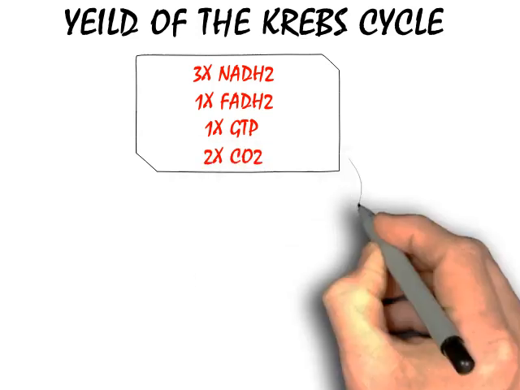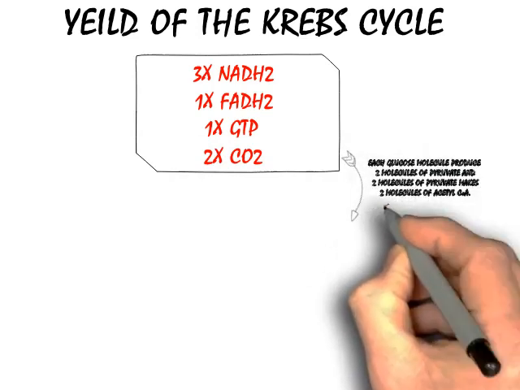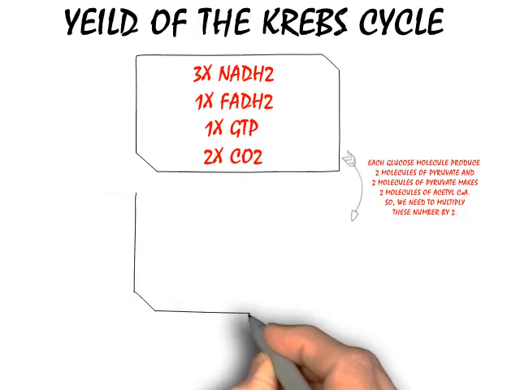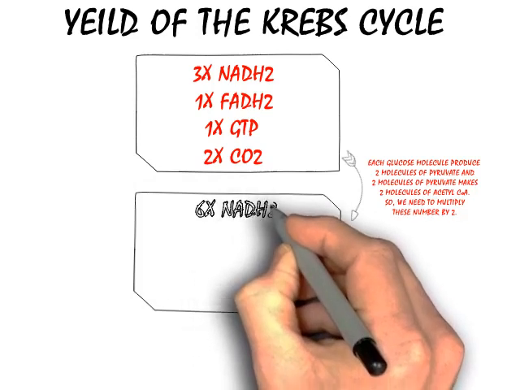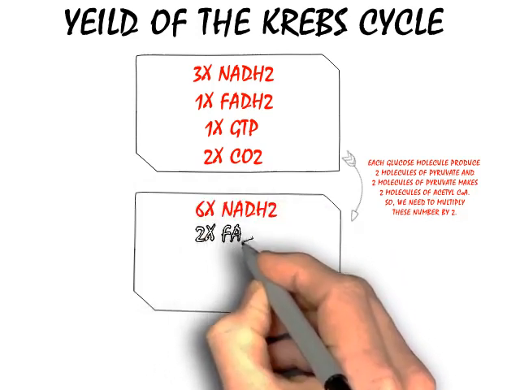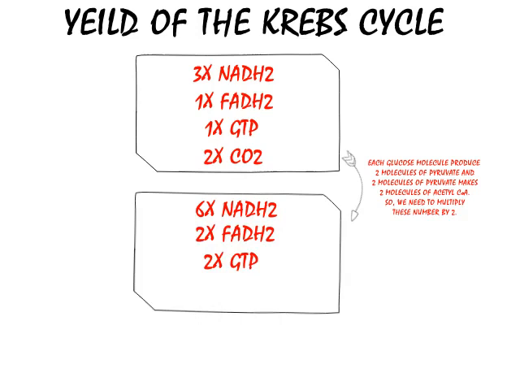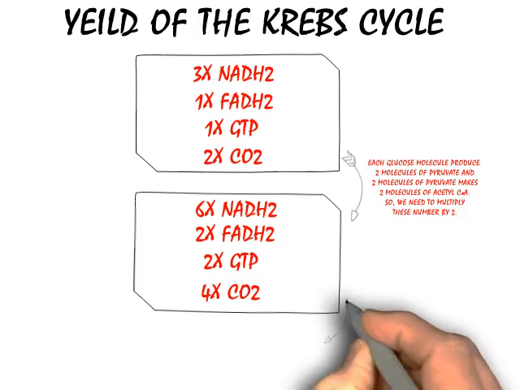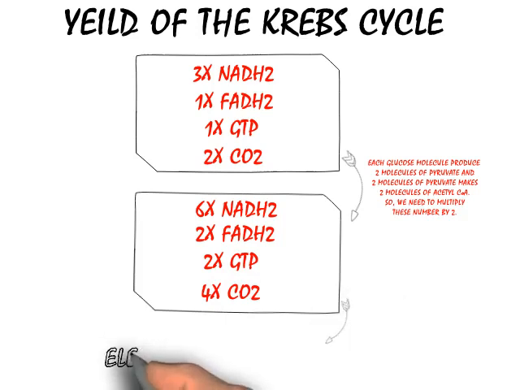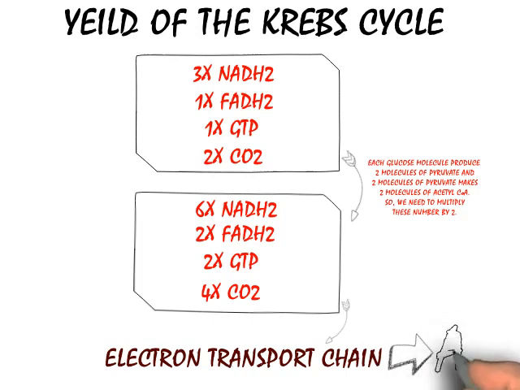But as we all know, glucose gets split into 2 molecules of pyruvate, and 2 molecules of pyruvate are converted into 2 molecules of acetyl-CoA. So this needs to be doubled. The yield we get is 6 molecules of NADH, 2 molecules of FADH2, 2 molecules of GTP, and 4 molecules of carbon dioxide. And at last, the yield produced in the Krebs cycle is then transferred to the electron transport chain for the further production of ATP, as the Krebs cycle cannot generate ATP directly.